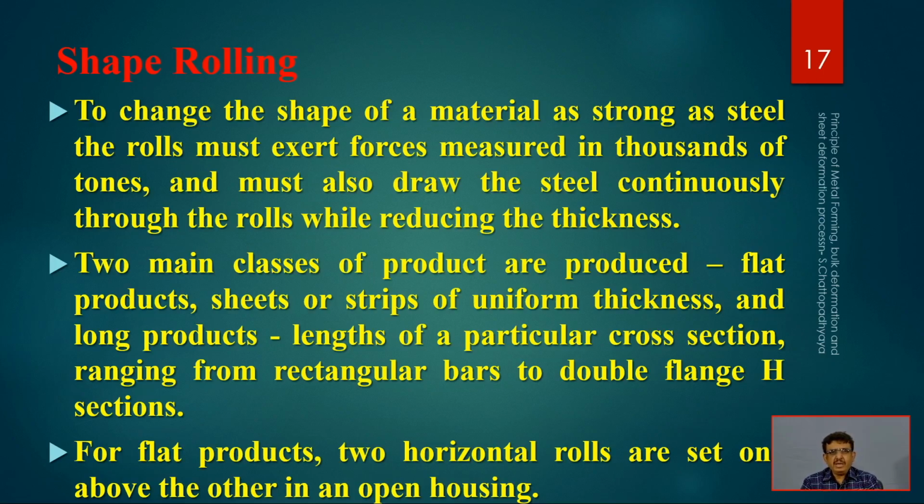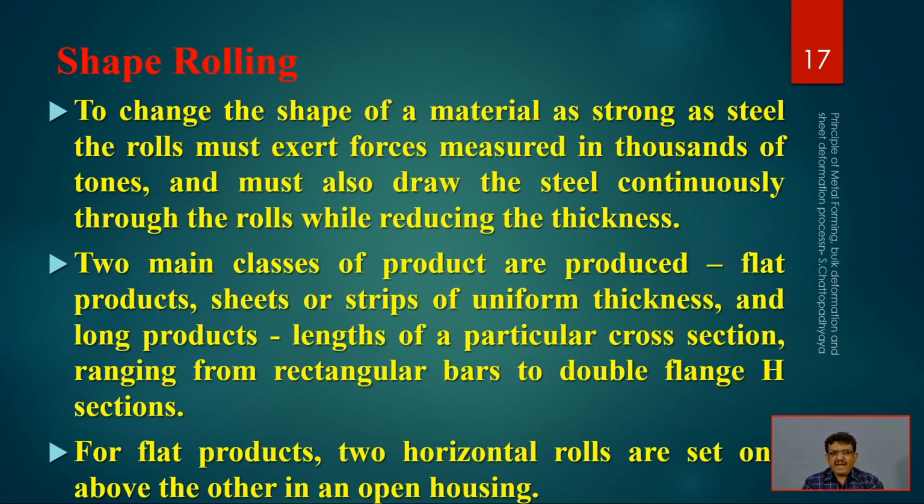So two main classes of products are produced: the flat products, sheets or strips of uniform thickness, and long products, like lengths of a particular cross section ranging from rectangular bars to double flange and all sorts of construction materials, depending on the size and the shape of the rolls.